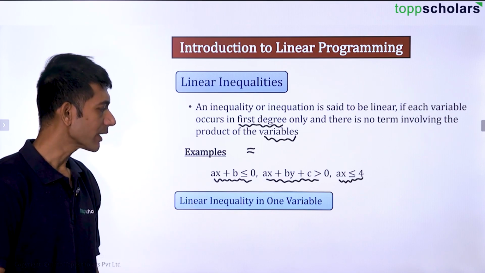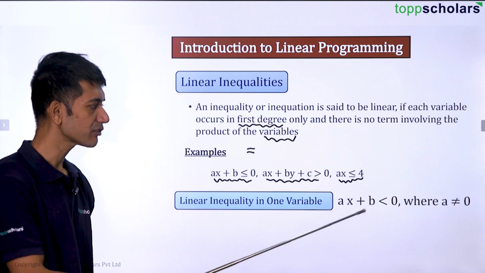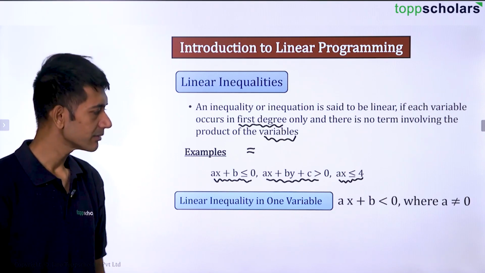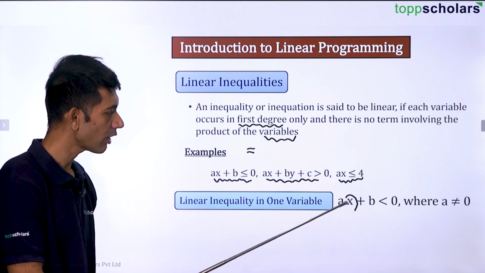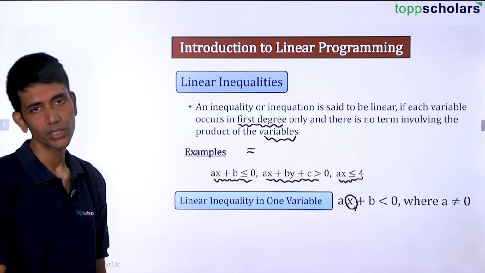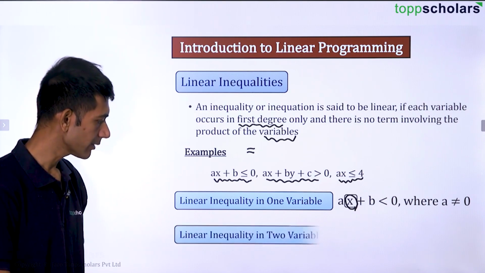Linear inequality in one variable. So what is a linear inequality in one variable? If you see, we have ax plus b less than 0. This is an example where x is the variable. So how many variables are there? There is only one variable. So this is a linear inequality in one variable.